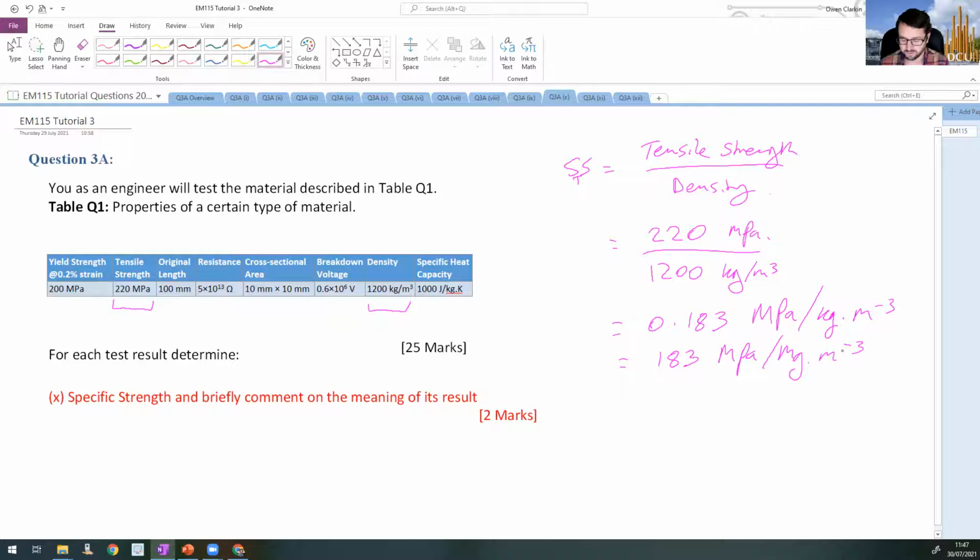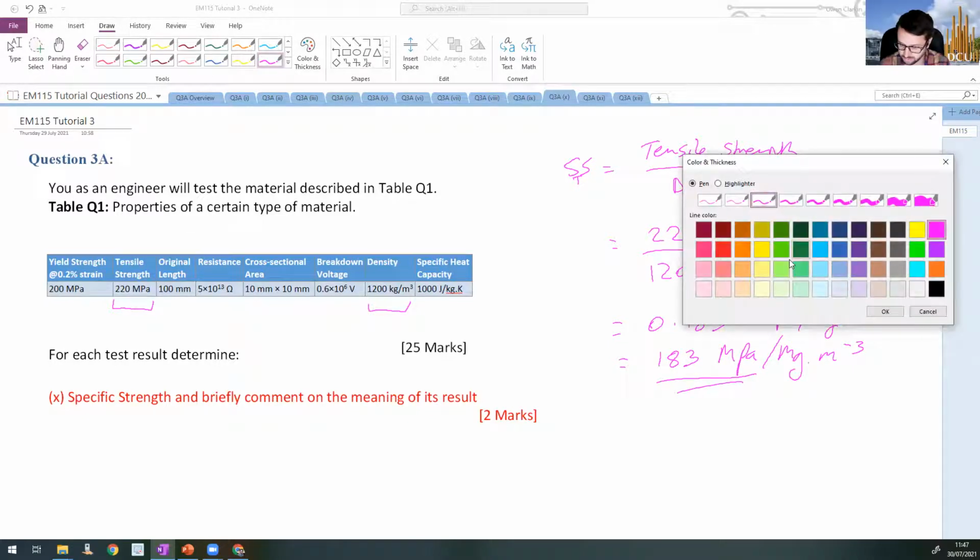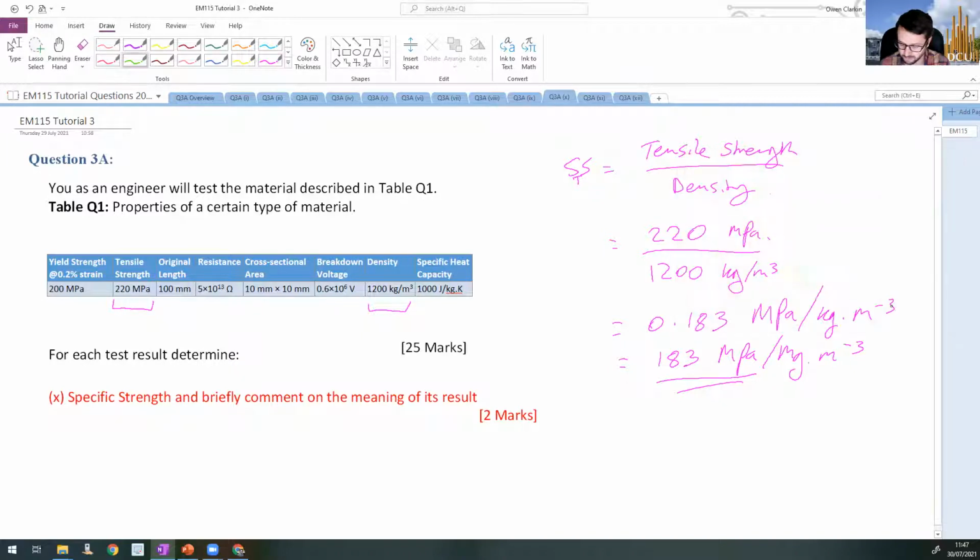What you'll find is that in the literature, when you go to look and to compare values, you will find a lot of them given in values of kilonewtons per meter, or kilonewton meters per kilogram. And let me explain where that comes from.